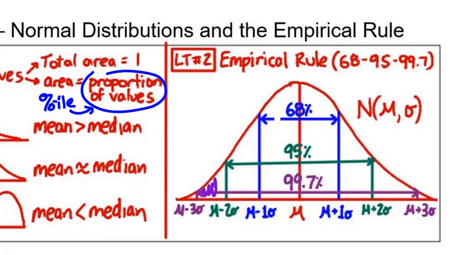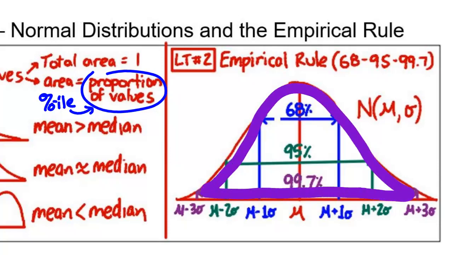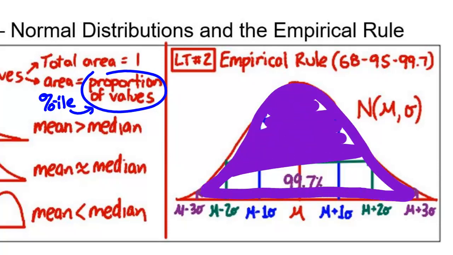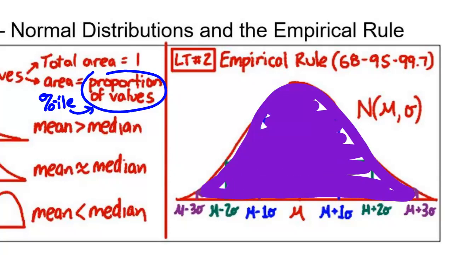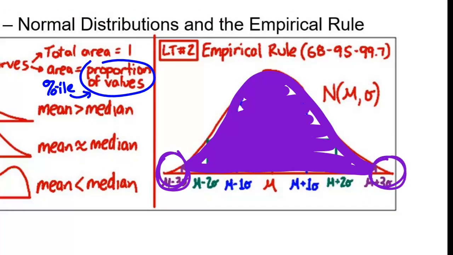Going out to 3 standard deviations, I need a bigger pen for this. If I shade in all of that space, I've only left out this little tail over here and this little tail over here. That's 99.7% of all of the area under that curve.